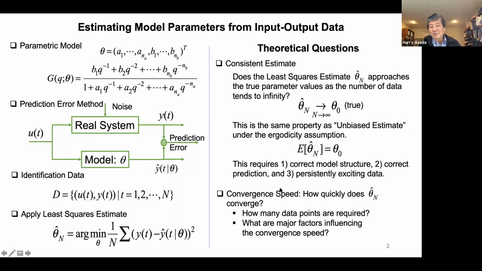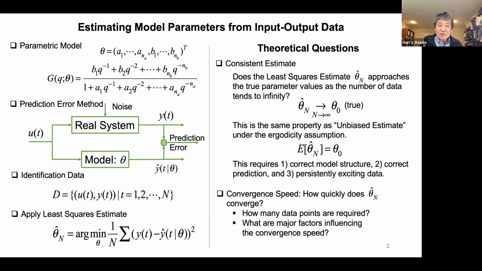How large is large? It is a very important issue from a very practical viewpoint. So how many data points are required? And also important is, what are the major factors influencing the convergence speed? That actually depends, interestingly, on your choice of model. If you parameterize the model in an inappropriate way, surely you get very slow convergence. So how do we really know that? This second point is today's major topic, and we will get some theoretical background to address this.